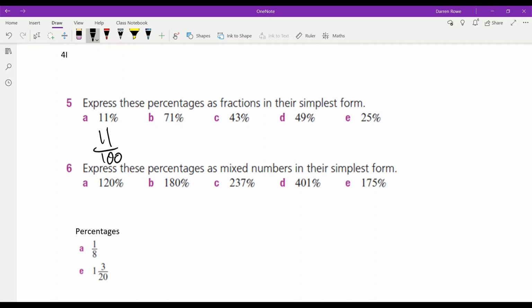Basically by simplifying the way we've been doing. Can you divide them both by the same thing? No, you cannot. So it's left as 11 over 100. 71 over 100, you can't change it. You can't change it. 25 you can change, 25 over 100.